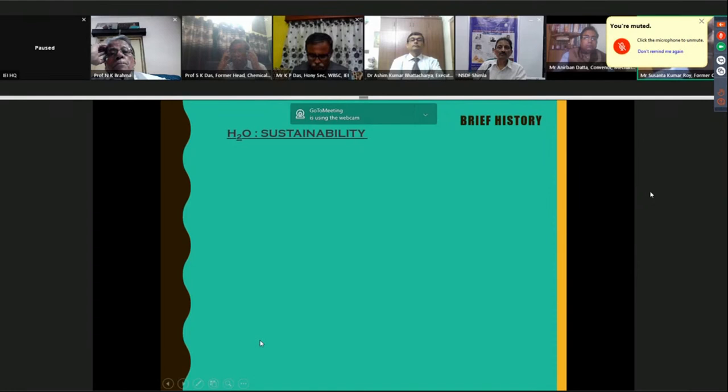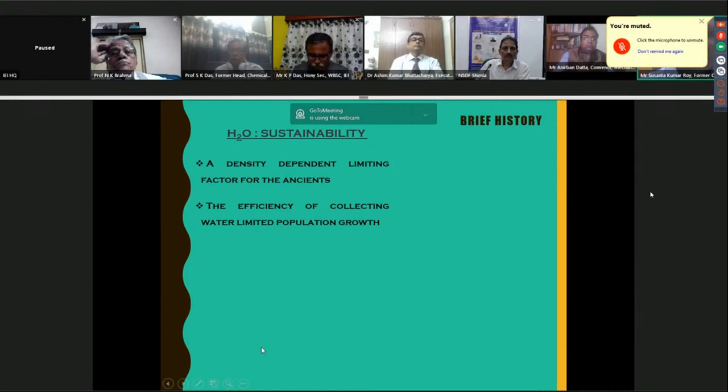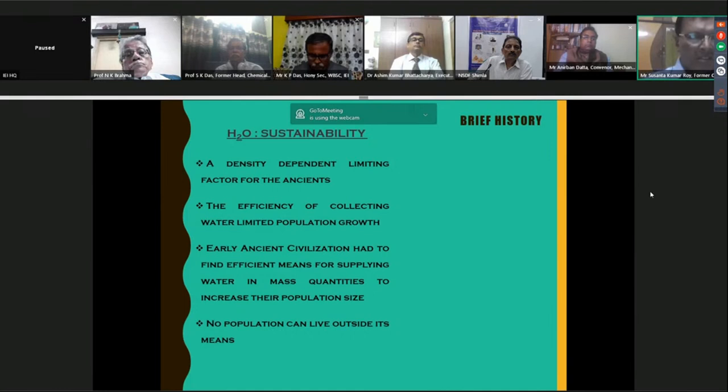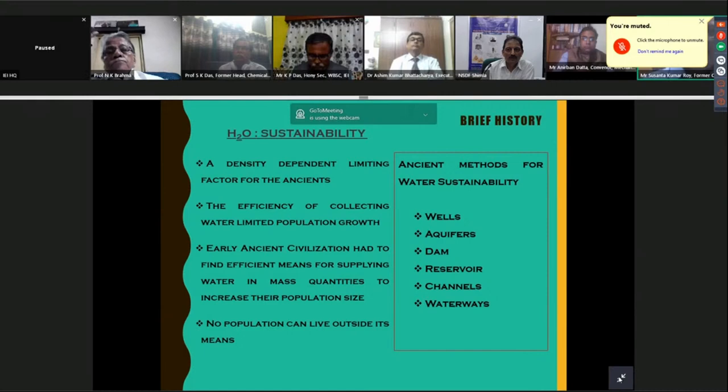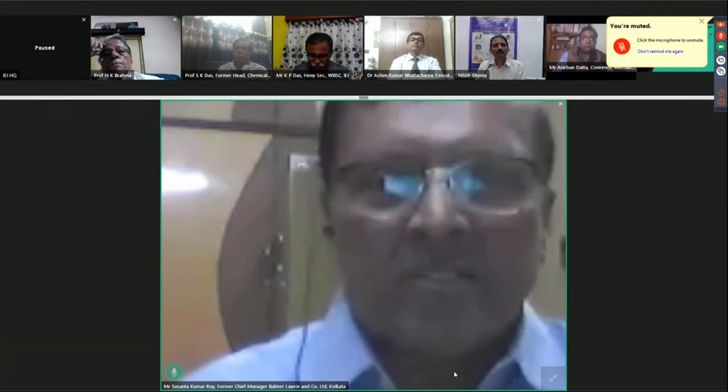Even in those days, if we look at Mohenjo-daro and Harappa, there you will find there are some underground drains. And they used to collect water at the roof, and that water used to go down to the water tank for sustainability. So sustainability is not a new thing. In ancient days, water sustainability methods were wells, aquifers, dam reservoirs, channels, and waterways. These were there in earlier days also.